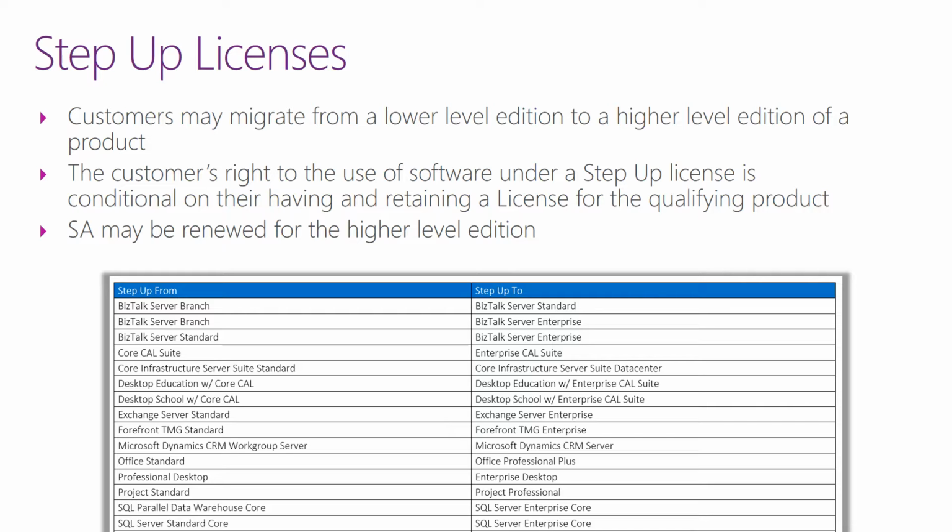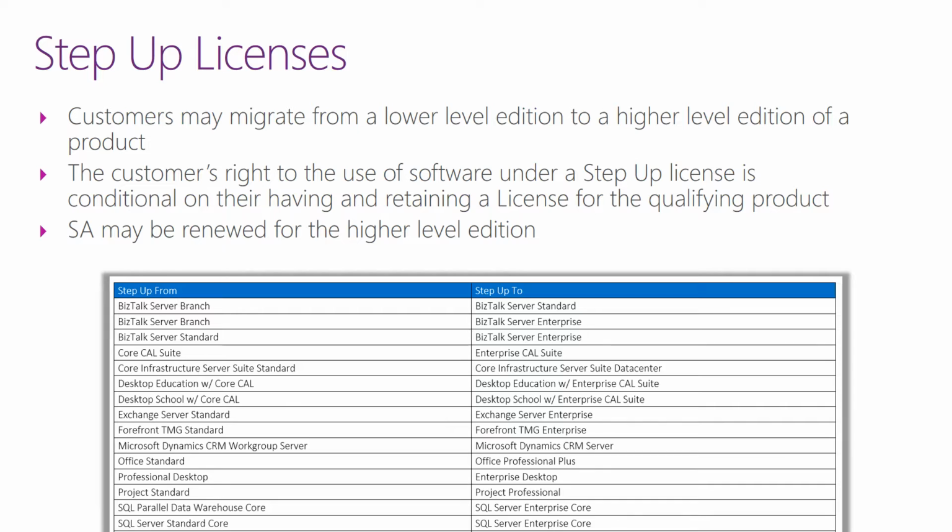And the way it works, if you have software assurance, then you're allowed to move from one edition to the other at just the difference in cost. Let me explain more. If a customer has bought Exchange Server Standard with software assurance, it costs a certain amount. If they were to then ignore that license and buy a new Exchange Server Enterprise license with software assurance, it would cost a lot more. What a step-up license does is they keep their existing license and they just pay the difference in price, and they in effect get the higher edition available to them.